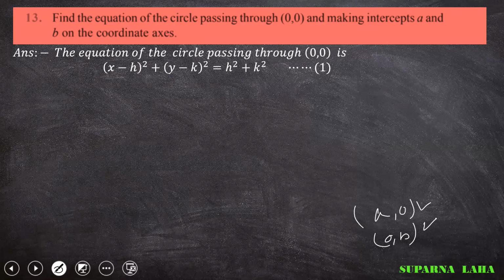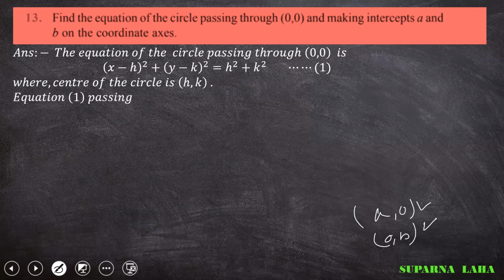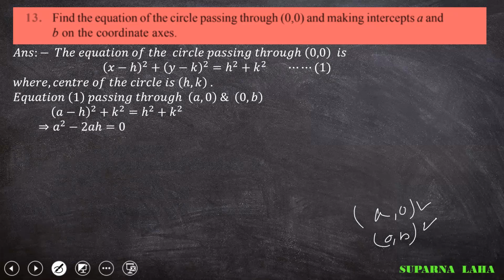So here I am using the standard equation, (x minus h) whole square plus (y minus k) whole square is equal to h square plus k square. Now the 2 points on the circle are (a, 0) and (0, b), so they will satisfy this equation 1. If I put (a, 0), the equation will be like this: (a minus h) whole square plus k square is equal to h square plus k square. If you simplify it, you will find a square minus 2ah equals 0. That means h is a by 2.